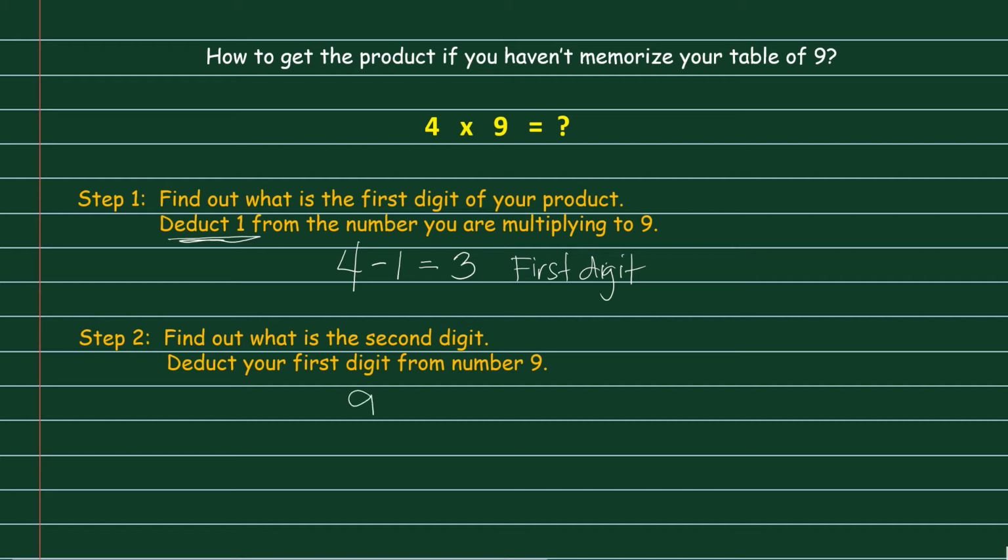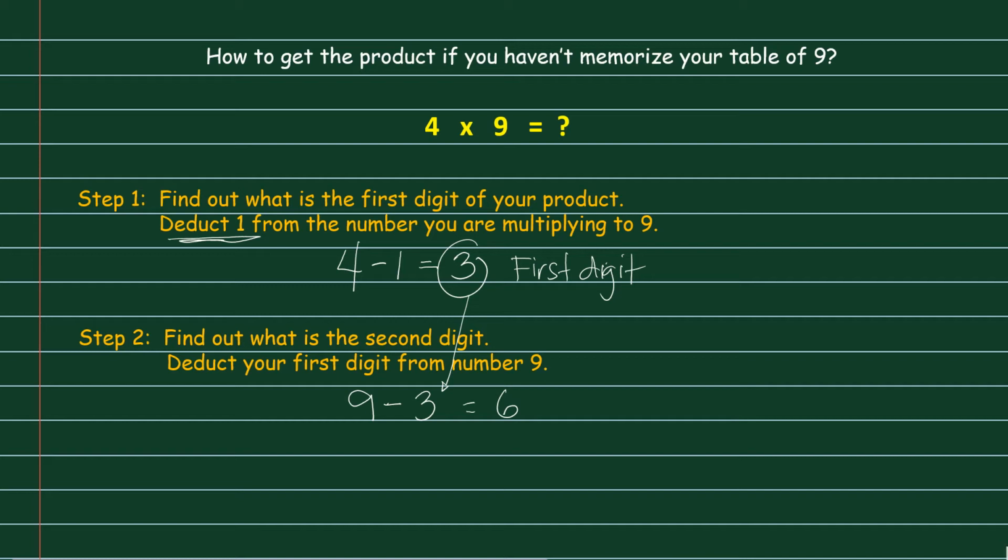So, 9 ulit. Bakit laging 9? Kasi 9 naman yung minumultiply natin. So, 9 minus the first digit, which is number 3. So, dito galing yan. Okay, so 9 minus 3, you have 6.